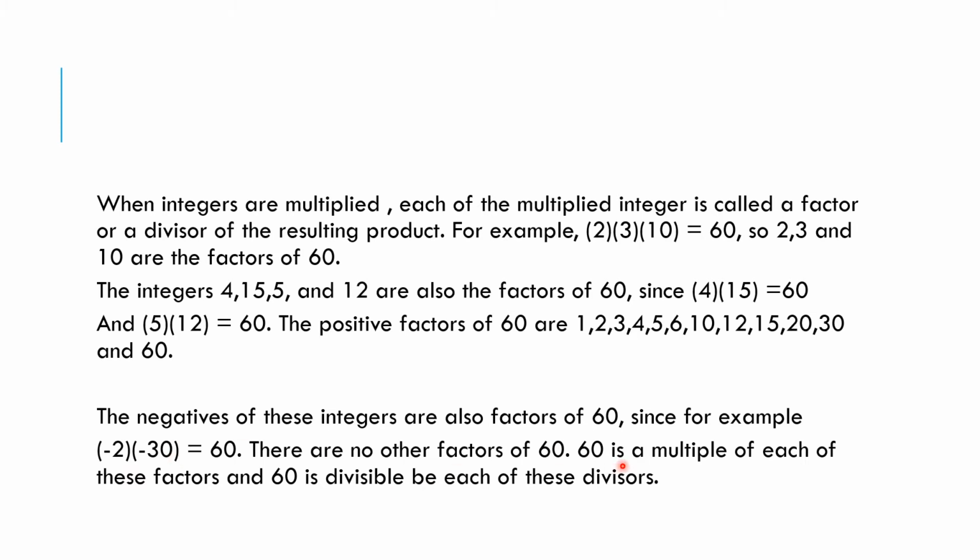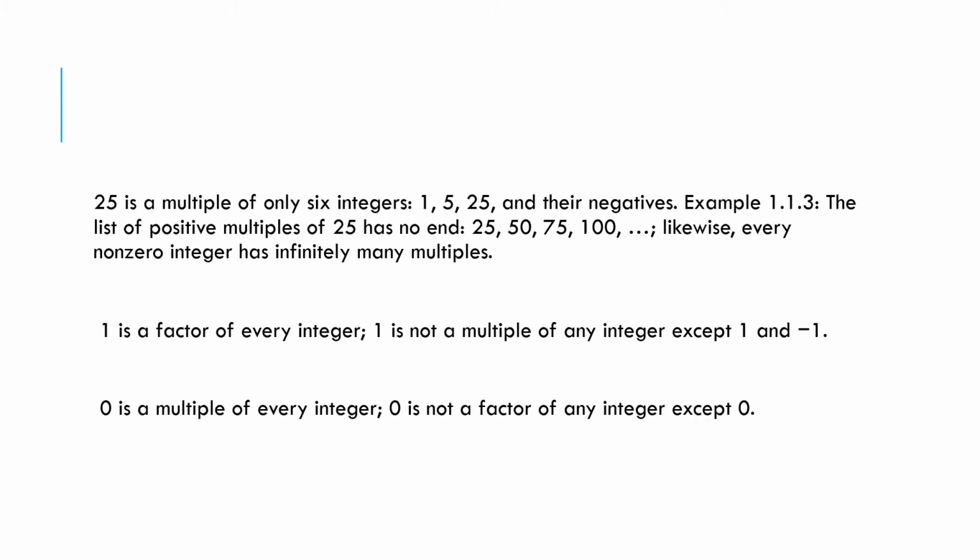There are no other factors of 60. 60 is a multiple of each of these factors, and 60 is divisible by each of these divisors. 25 is a multiple of only 6 integers: 1, 5, 25 and their negatives. For example, the list of positive multiples of 25 has no end: 25, 50, 75, 100, 125, 150. Likewise, every non-zero integer has infinitely many multiples.